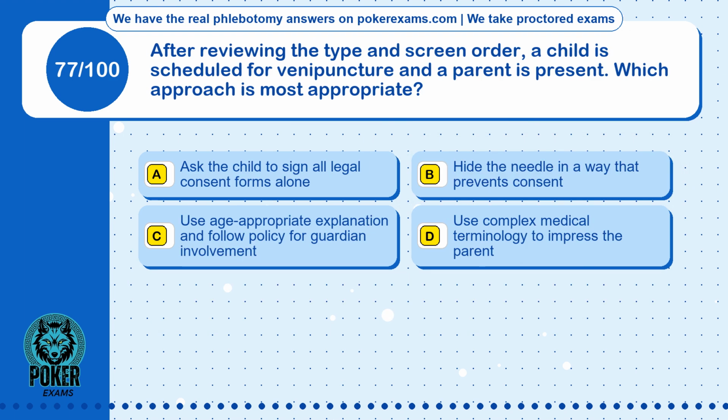Question 77. After reviewing the type and screen order, a child is scheduled for venipuncture and a parent is present. Which approach is most appropriate? Option A. Ask the child to sign all legal consent forms alone. Option B. Hide the needle in a way that prevents consent. Option C. Use age-appropriate explanation and follow policy for guardian involvement. Option D. Use complex medical terminology to impress the parent.